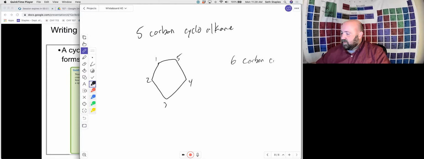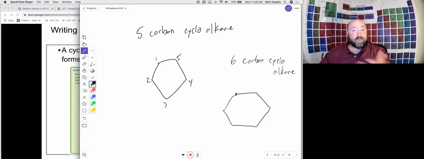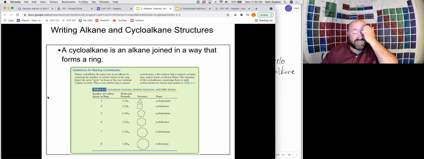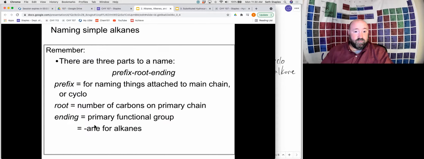A 6-carbon cycloalkane. Same idea, but now I'm going to have 1, 2, 3, 4, 5, 6, and then connected back to the first. Again, with our appropriate number of hydrogens hanging off all of those carbons. And so that's a cycloalkane, and we're going to talk about these naming conventions actually right now. So this begins our look at how we name organic compounds.